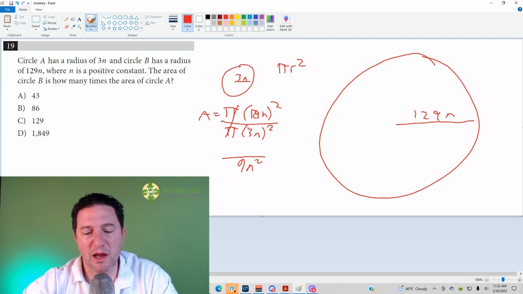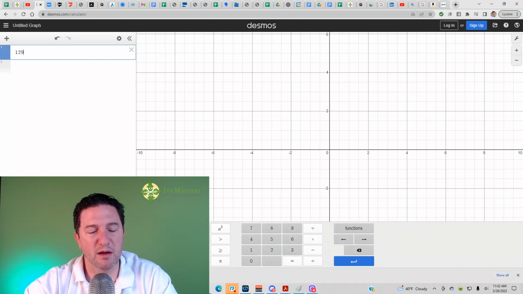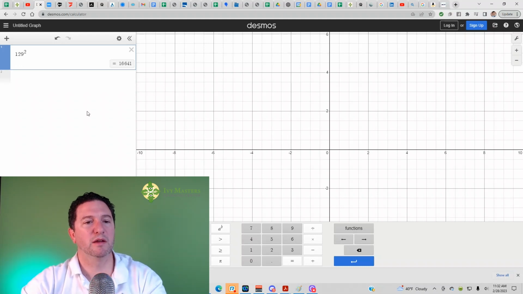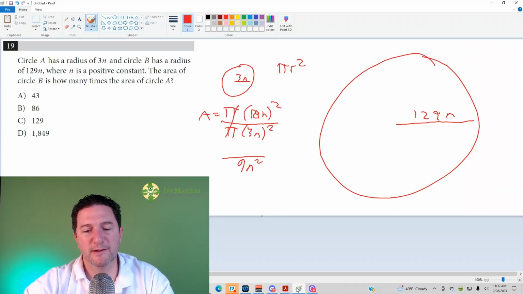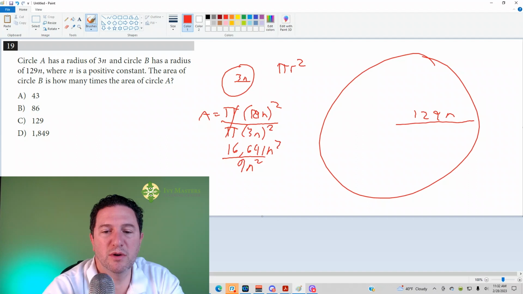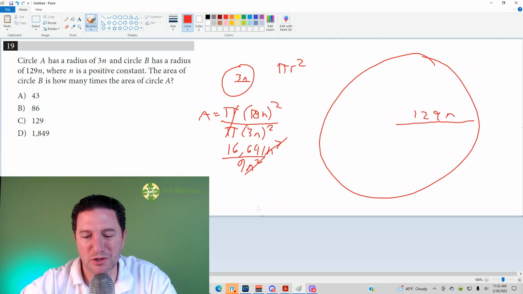If we square 129, though, it makes sense that we're going to use our calculator. Desmos does that. 129, I just typed that with my keyboard. You also could pull up the keyboard from down below by clicking on the lower left, and then if I need to square something, it gives it to me right there. 16,641. So it's 16,641 n squared. The n squareds cancel. And how many times is 9 going to go into 16,641? Let's check it out.